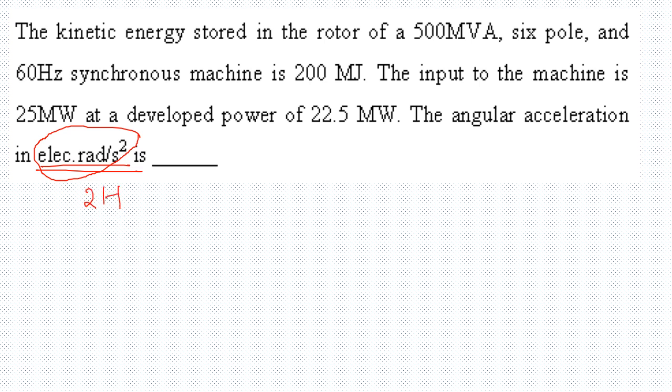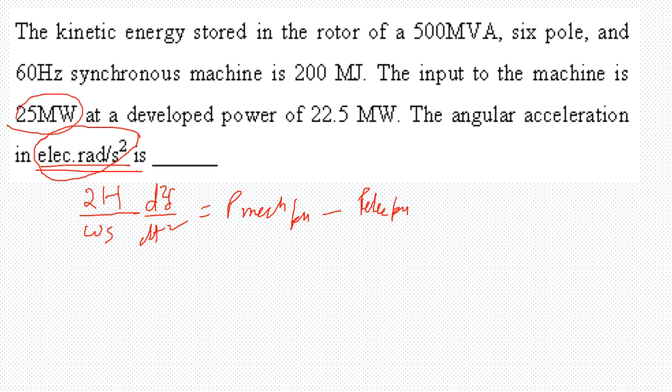The swing equation is 2H over omega s into d square delta over dt square is equal to P mechanical per unit minus P electrical per unit. Here the mechanical input is 25 megawatt and the output power is only 22.5 megawatt, so the rotor is going to accelerate. We have to find the value of d square delta over dt square. If we are able to find all the other values, this will be known to us, so let us calculate them one by one.